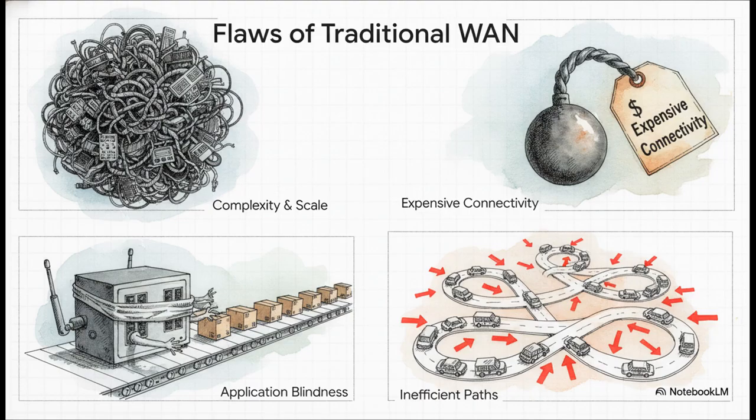Then, there was the insanely expensive connectivity. Organizations basically felt forced to rely on private MPLS circuits. That's multi-protocol label switching, right? Because standard broadband internet was considered completely untrusted for critical traffic. Third, we had application blindness. Routing decisions were made based entirely on destination IP addresses using these rigid static rules. The router literally had no idea if it was handling a crucial CEO video meeting or just some random background file download. And finally, all of this led to highly inefficient traffic paths.